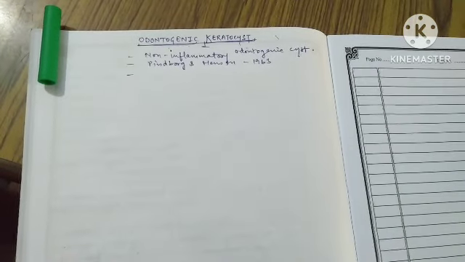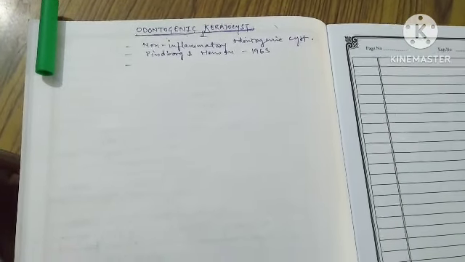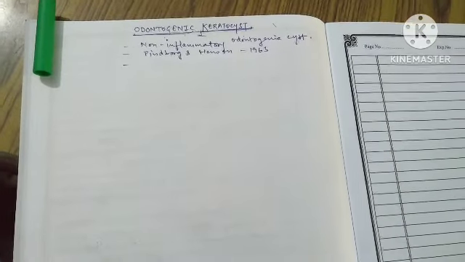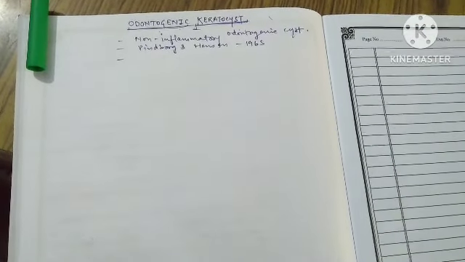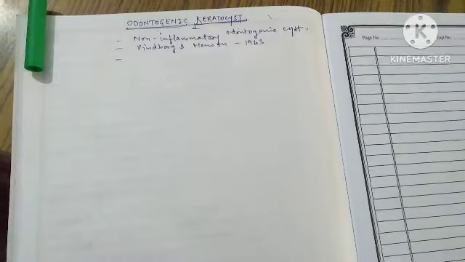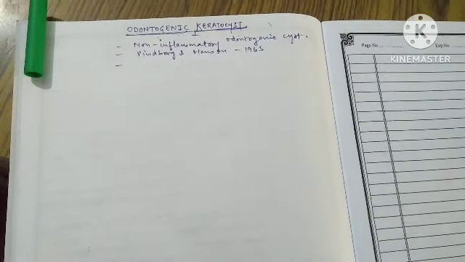Hello, welcome all. Our today's topic is Odontogenic Keratocyst. It is a non-inflammatory odontogenic cyst. Pinberg and Hansen in 1963 first described OKC. Why is OKC named OKC?